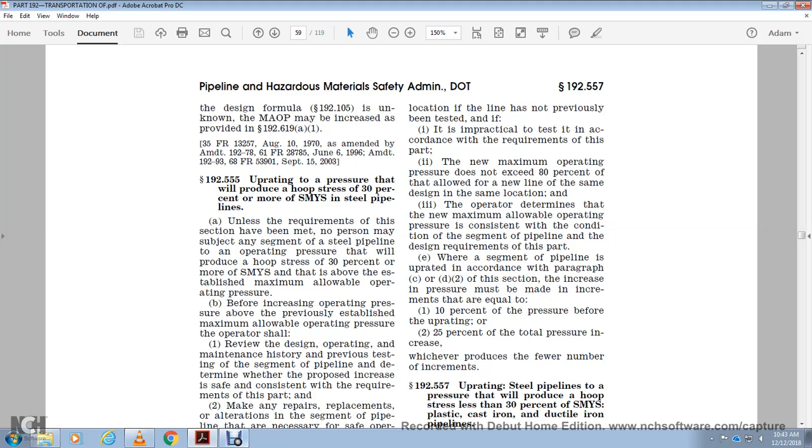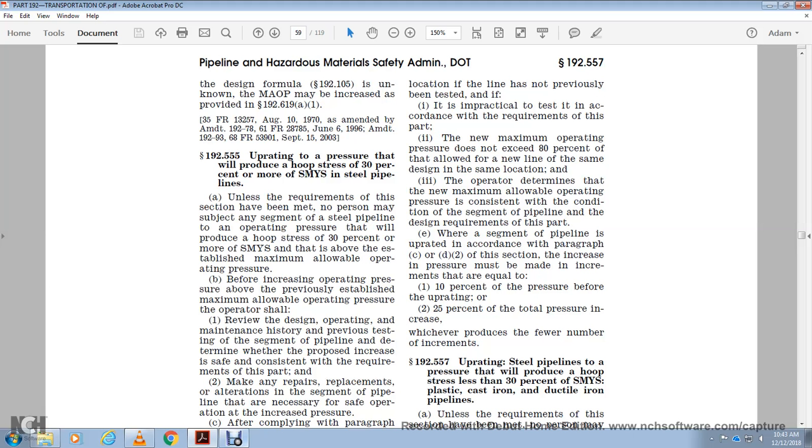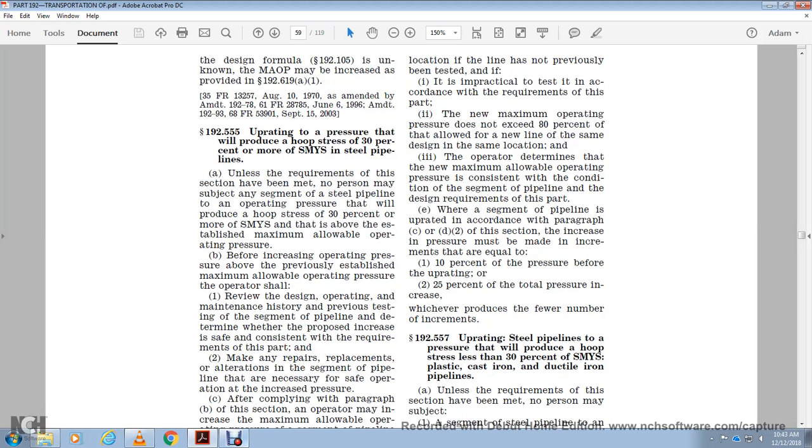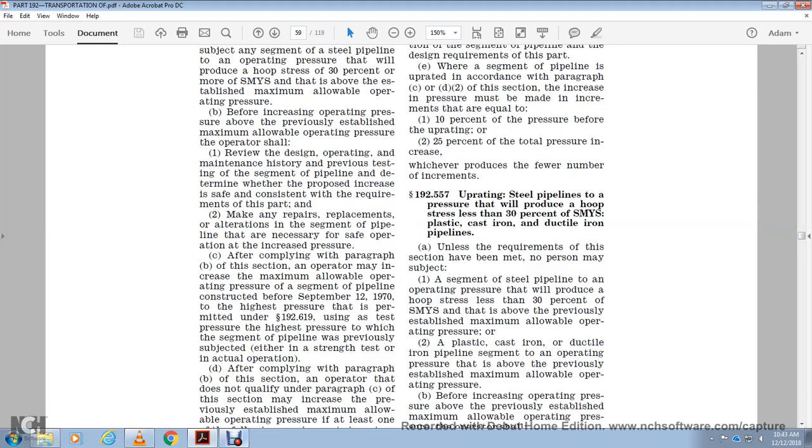For an increase in operating pressure above the previously established maximum allowable operating pressure, the operator shall review the design, operating, and maintenance history and the previous testing of the segment of pipeline to determine whether the proposed increase is safe and consistent with the requirements of this part, making any repairs, replacements, or alterations of the segment of pipe. This ensures the safe operation with the increase of pressure.